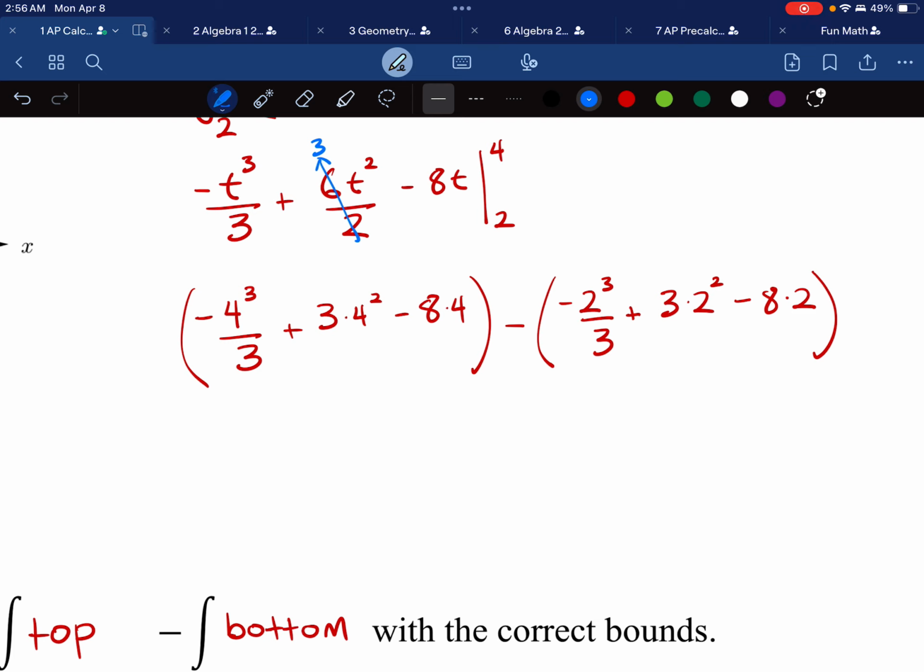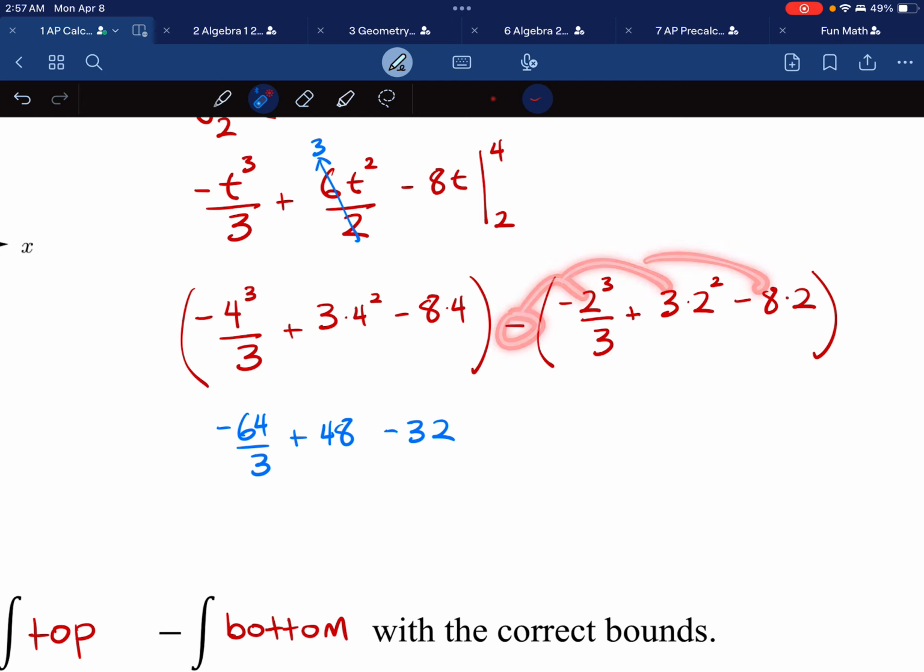What have we got here? 4 cubed is 64, so it's going to be negative 64 thirds, which is disgusting. I'm sorry, it just is. And then we're going to add, what do we have here? 4 squared is 16. 16 times 3 is 48. So I have 48. And then 4 times 8 is 32, so minus 32. I'm going to go ahead and distribute this negative while I simplify, so hopefully we can make no mistakes here.